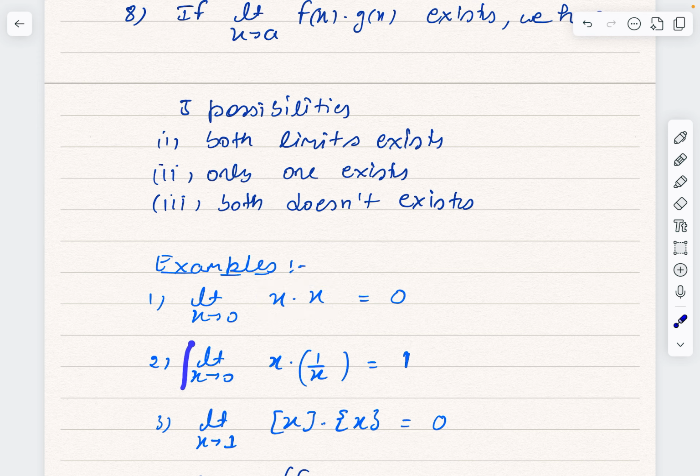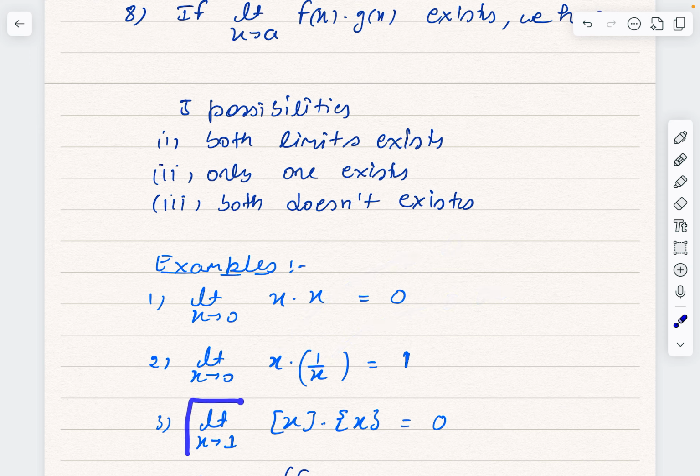Next, the limit as x tends to 0 of x into 1 by x. If I do x into 1 by x, like I told you, it's a 0 by 0 form, but x is not exactly 0, so we can cancel out. It becomes 1. So if you multiply them, the limit exists. But will the individual limits exist? This one will exist, it will be 0. But this value will be infinity. I told you a limit exists only if the value is finite. So one exists, the other doesn't.